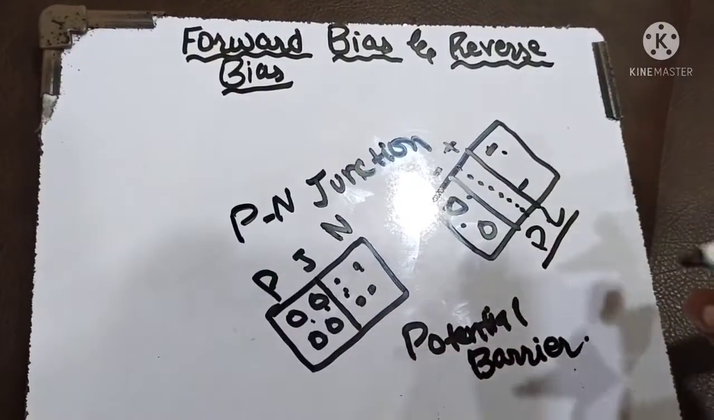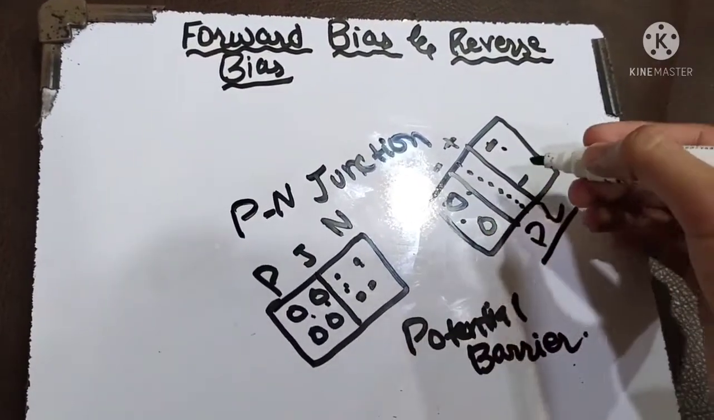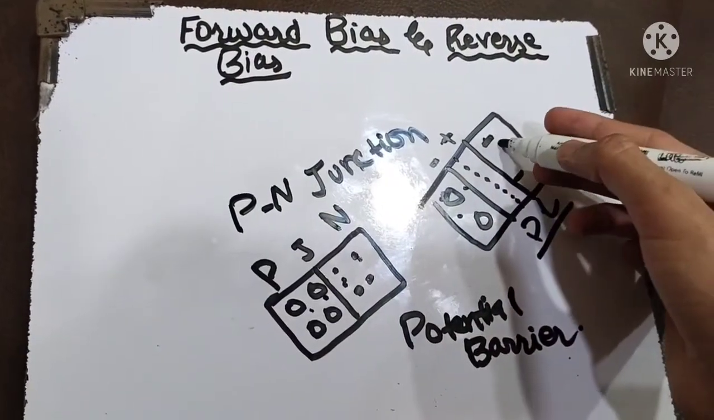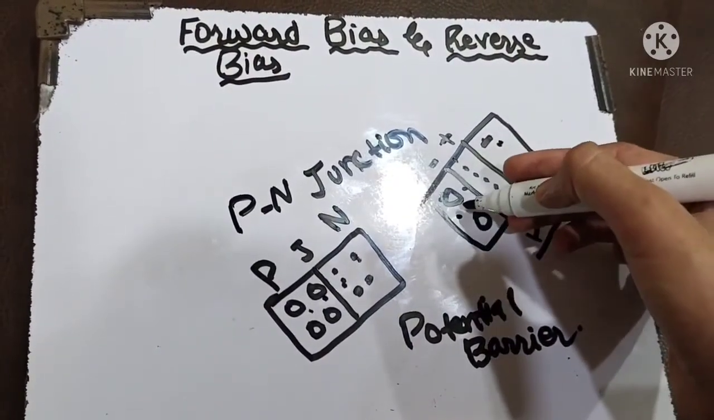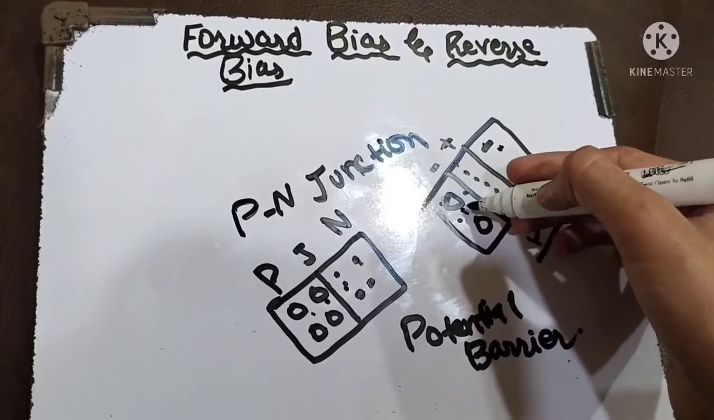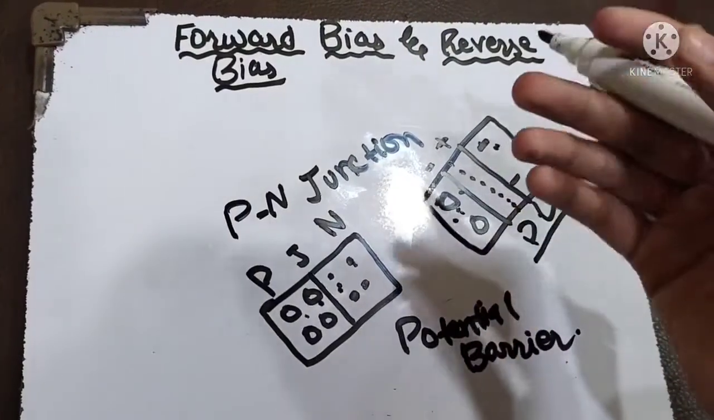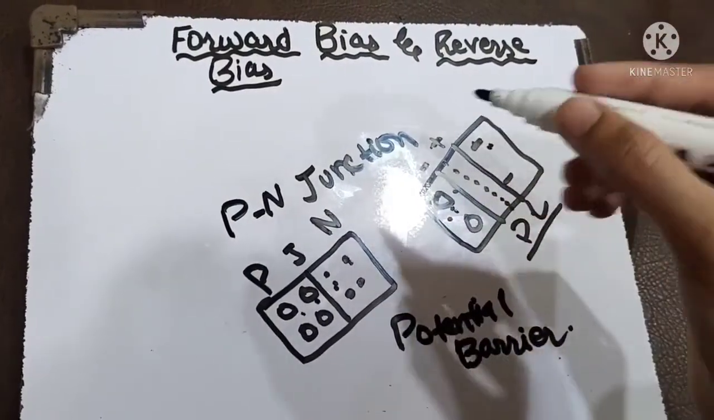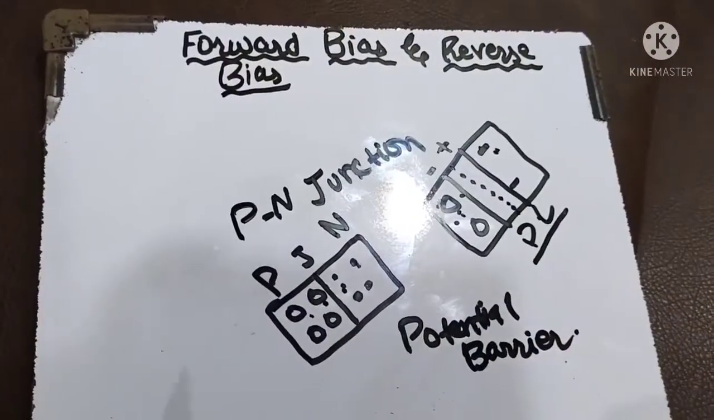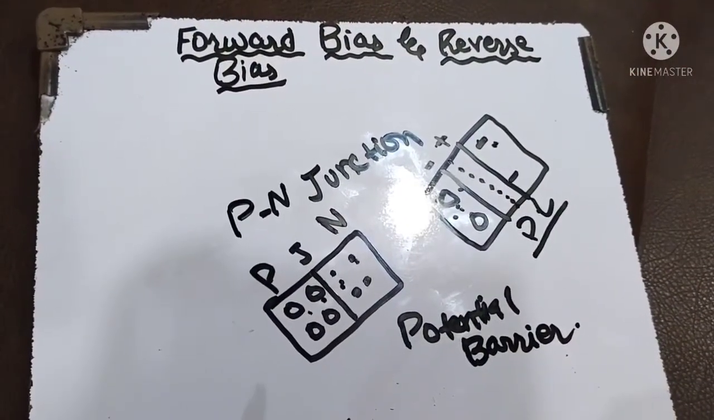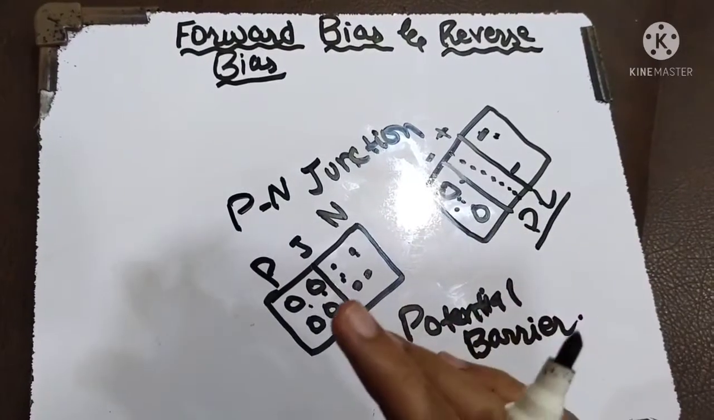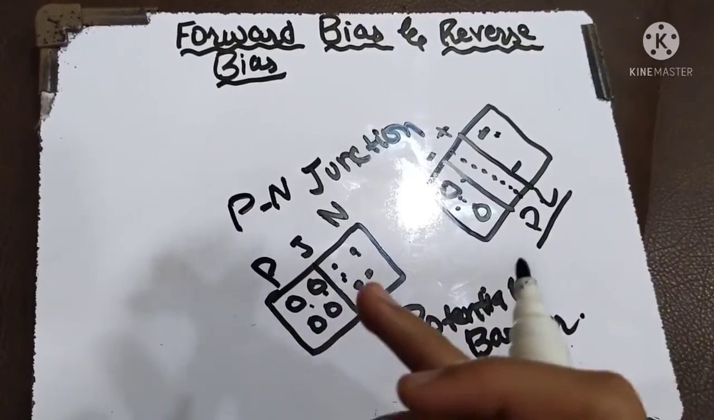So what does the potential barrier do? The potential barrier opposes the charges. This electron cannot move to that hole because there is a depletion layer between them. It will not allow them to pass. So we have revised what we studied yesterday.